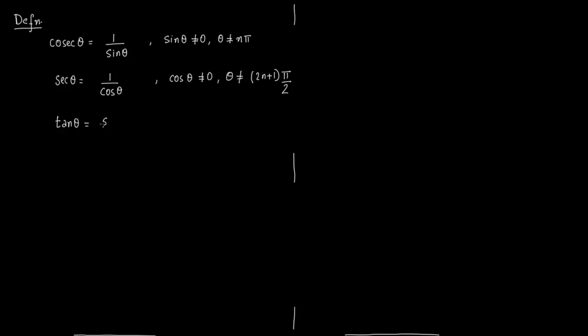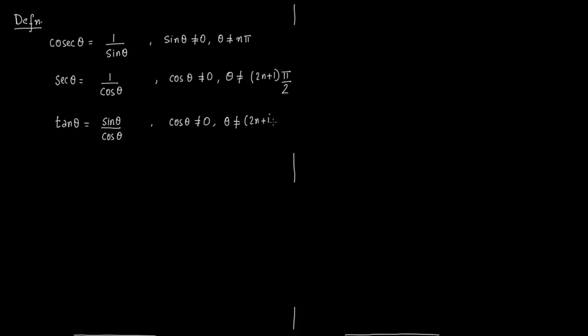So now we go for tangent theta. Tangent theta is sine theta divided by cosine theta. Again, the denominator is cos theta, it cannot be 0, and cos theta is 0 precisely when theta is equal to (2n plus 1) times pi by 2. So theta cannot be equal to (2n plus 1) times pi by 2.